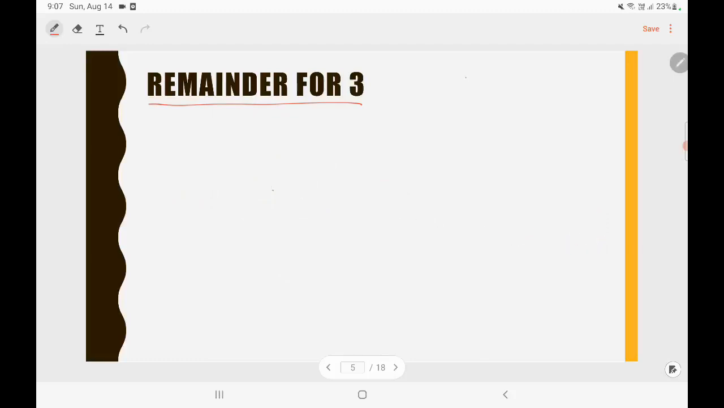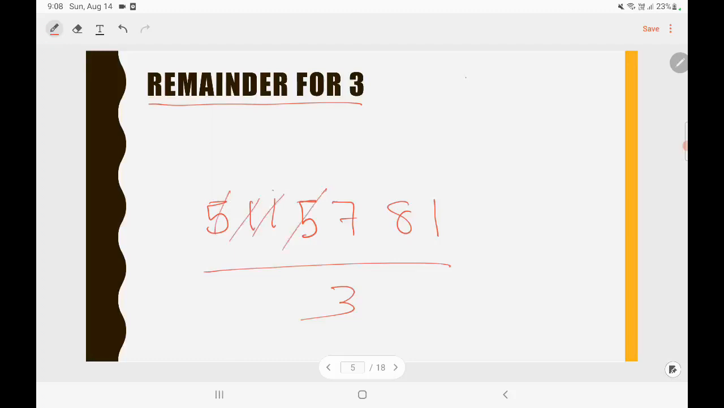So for example, you take 5, 1, 1, 5, 7, 8, 1 divided by 3. Okay. So in this case, 5 plus 1 is 6, which is divisible by 3, so you can cancel it out. 1 plus 5 is again 6, which you can cancel out. 7 plus 8 is 15, which is again a multiple of 3, so you can cancel it out. So the remaining is 1. So the remainder when this number is divided by 3 will be 1. Okay, so this is the remainder theorem for 3.